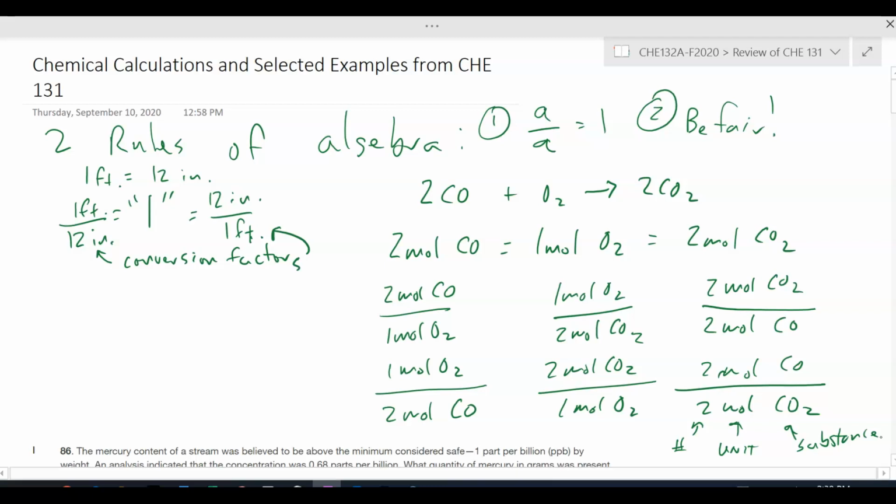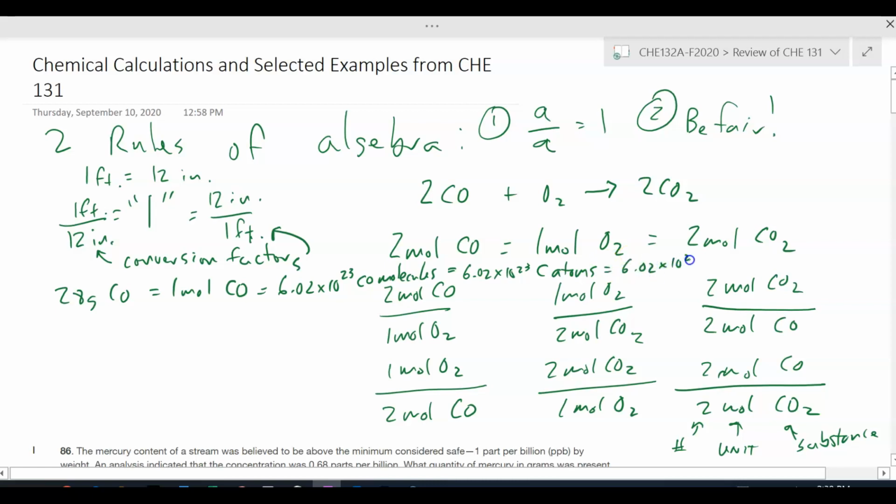We also have other relationships we know about. We know that there's 28 grams of CO in 1 mole of CO, and we know that that's 6.02 times 10 to the 23rd CO molecules. And we know since 1 C is there and 1 O is there, that's 6.02 times 10 to the 23rd C atoms, and 6.02 times 10 to the 23rd O atoms in this case. And from each of those equal signs arise a whole bunch of conversion factors.